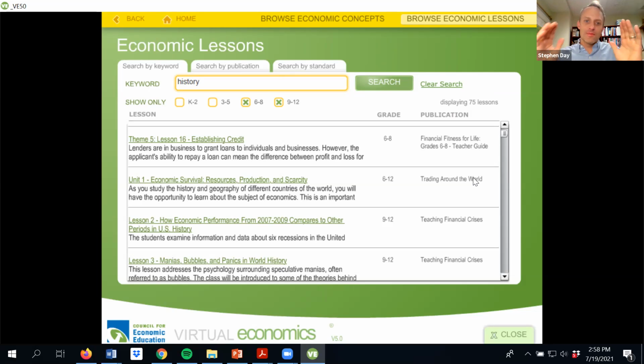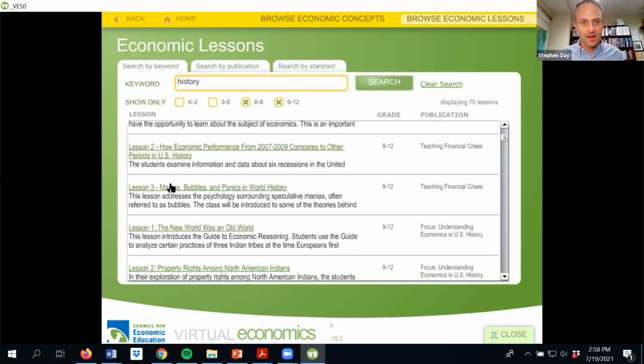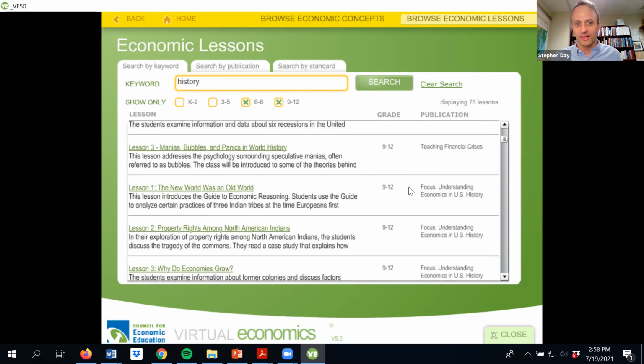This is basically a library of economics resource books smushed onto digital. And so it says publication here on the right, that is which publication it came out in. So the credit history ones are in Financial Fitness for Life. This one here is in Trading Around the World. How economic performance from 2000-2009 compares to other periods in US history. That's from a book called Teaching Financial Crises. Manias, Bubbles, and Panics in World History from Teaching Financial Crises.